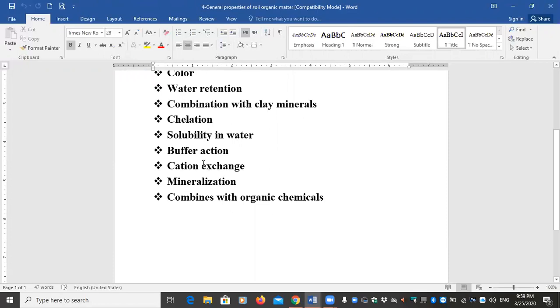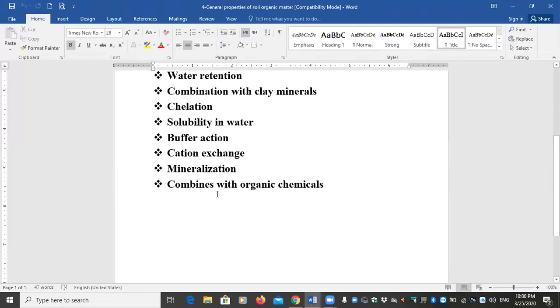Mineralization. When the organic matter is changed from the organic form to the inorganic form, we call that mineralization. So the destruction or decomposition of organic matter is mineralization. That process will release nutrients to the soil, and the plants can utilize these nutrients.